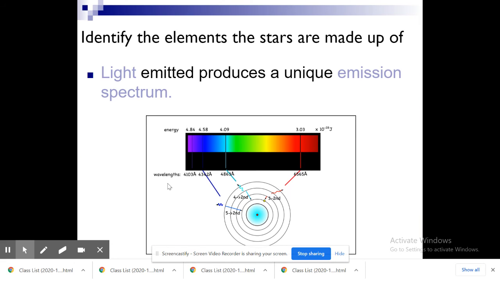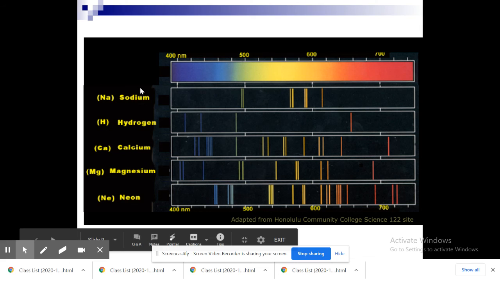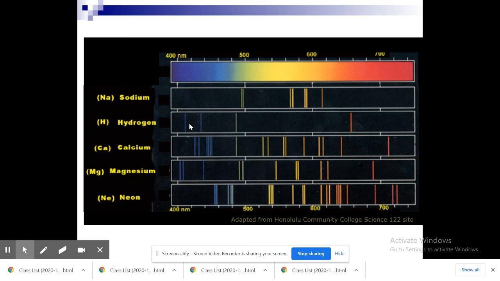Okay, the other application for this is to identify the elements in the stars. Scientists can use equipment to detect the light emitted from the stars and generate a unique emission spectrum to figure out what kinds of elements are in those stars. Different elements, sodium has this kind of spectrum, hydrogen has this, calcium has this. When they match up with those spectra, the scientists can figure out what elements are in those stars.